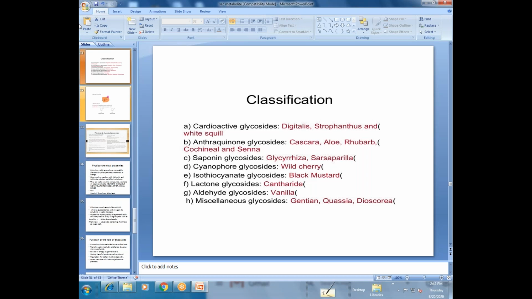glycon, based on the type of sugar present: glucose, rhamnose, pentose. The other one is based on the aglycon. I want you to write 10 classifications. In that, anthraquinone, cardiac glycosides, and saponin glycosides are very important. So these you have to write, with the cyanogenetic, isothiocyanate, then aldehyde glycosides, phenol, steroidal, and flavonol glycosides.